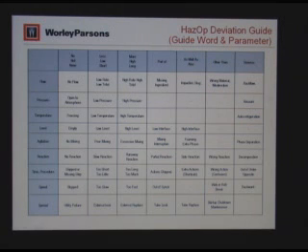This is a table. Basically, on the top is what is called the guide word, and the side is the parameter, which is related to your operation or your process. The guide words are no, less, more, part of, as well as, other than, or reverse.